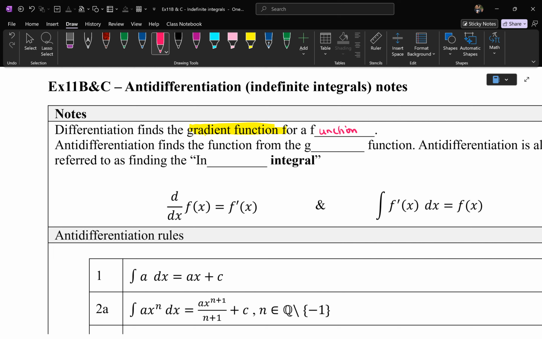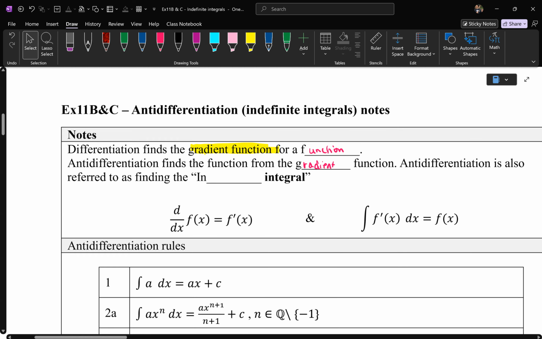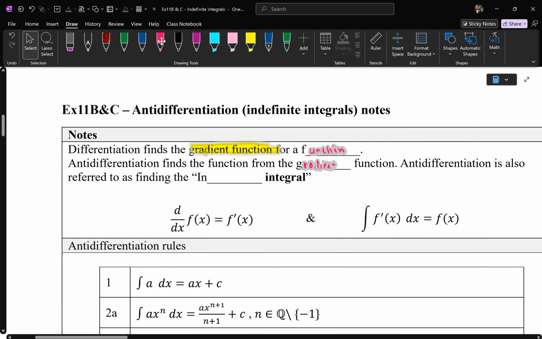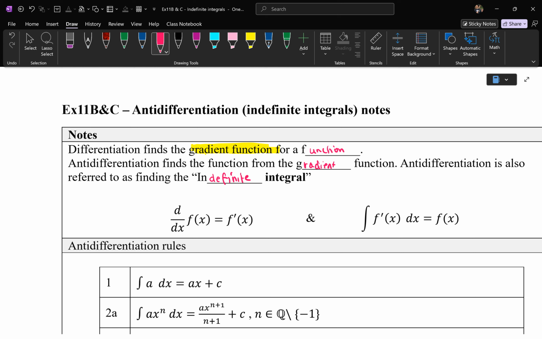Anti-differentiation finds the function from the gradient function. So what function, if you derived it, would give you that gradient function? The antiderivative literally means to go backwards. Anti-differentiation is also referred to as finding the indefinite integral, and you'll find that later we'll do the definite integral, so the difference between the two. But at the moment, we're working on just some anti-differentiation skills.